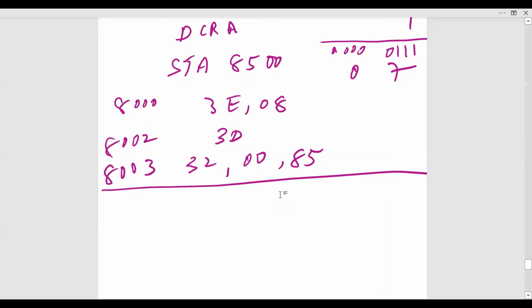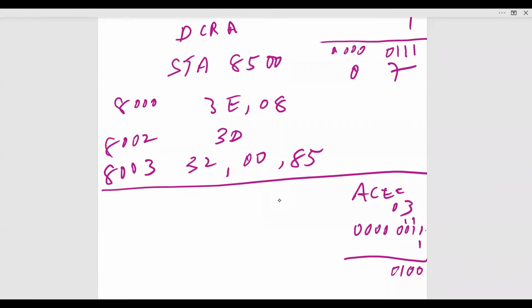Now we have seen the decrement; the same program we can use for the increment also. Suppose the accumulator, we take 03. So 00000011 plus 1. Increment means it adds 1. 1 plus 1 is 0, carry 1. 1 plus 1 is 0, carry 1. 1 plus 0 is 1. So 00000100. This is 4. So we get 04.